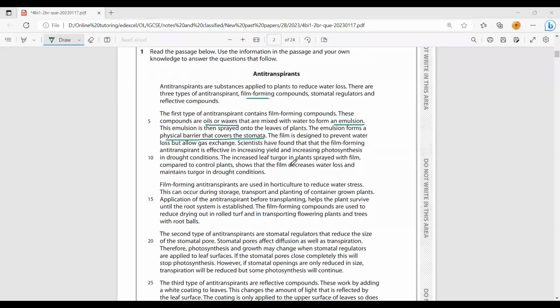Scientists have found that the film-forming anti-transparent is effective in increasing yield and increasing photosynthesis in drought conditions. Type this word drought يعني when there is no rainfall, okay, dryness. The increased leaf turgor in plants sprayed with film compared to the control plant shows that the film decreases water loss and maintains turgor in drought conditions.